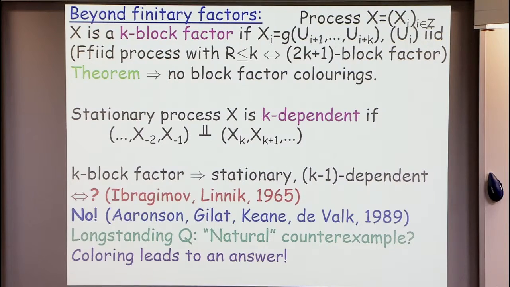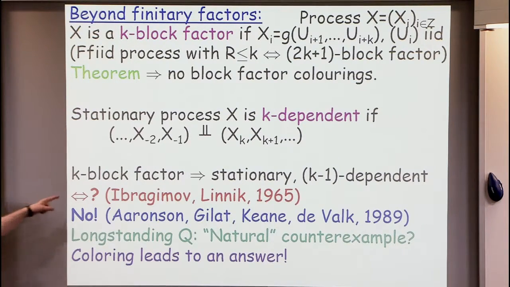A stationary process is k-dependent if things at distance k are independent of each other. So everything to the left of the origin is independent of everything to the right of k. Okay, so k block factor implies k-dependent. Maybe it's k minus 1 dependent or something.